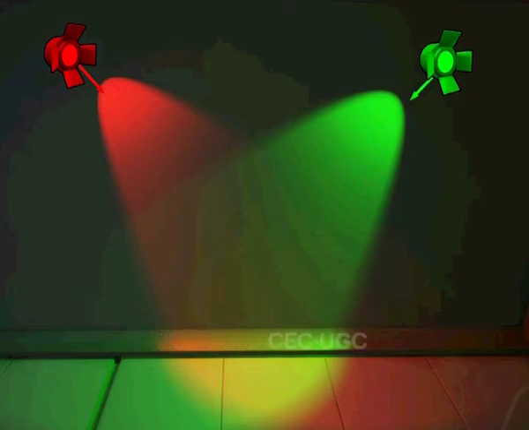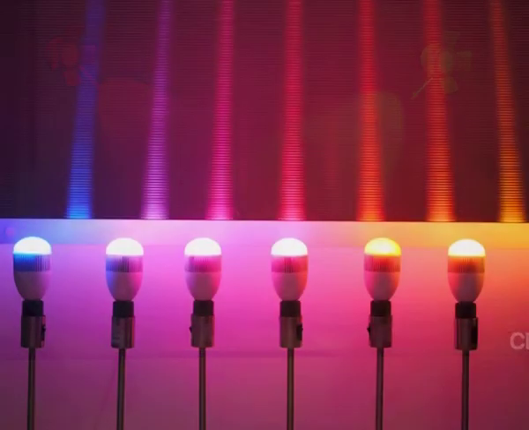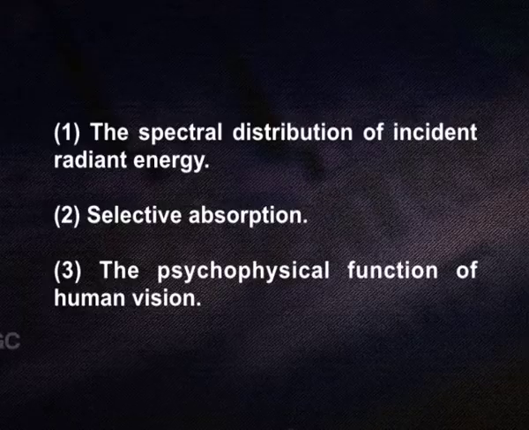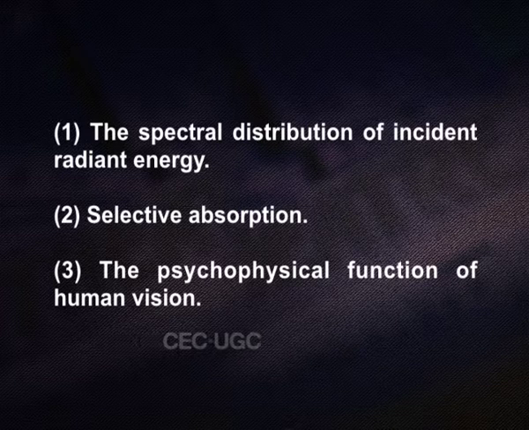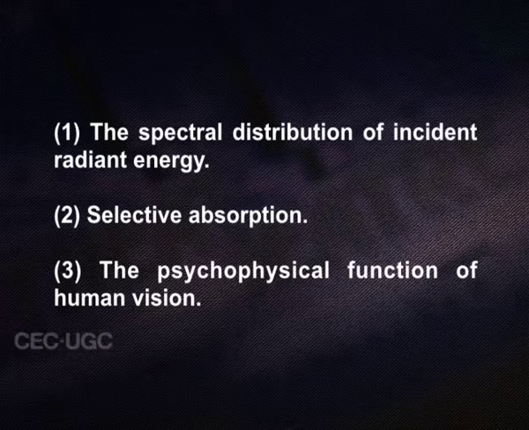According to the strict interpretation of our definition, it is not accurate to attribute colors to objects, but only to the light reflected from them. When radiant energy falls on an object, its color is nothing more than its ability to modify the light incident upon it. The object absorbs certain wavelengths, others reach the retina of the observer. The color of an object then depends on: 1. The spectral distribution of incident radiant energy, 2. Selective absorption, and 3. The psychophysical function of human vision.